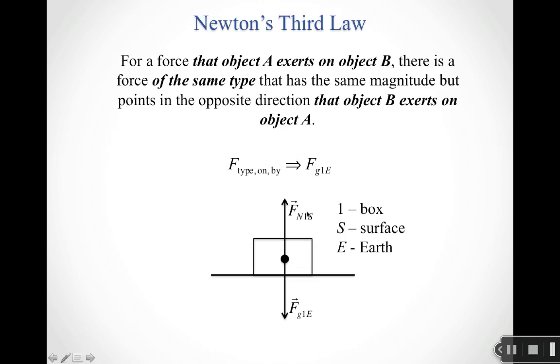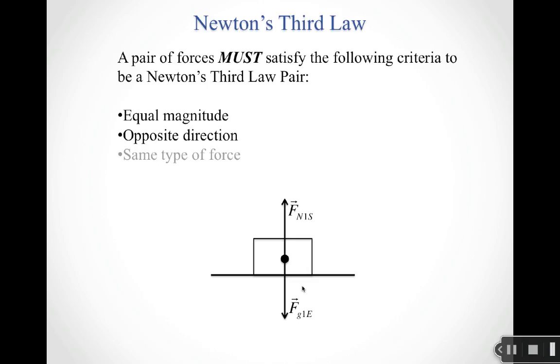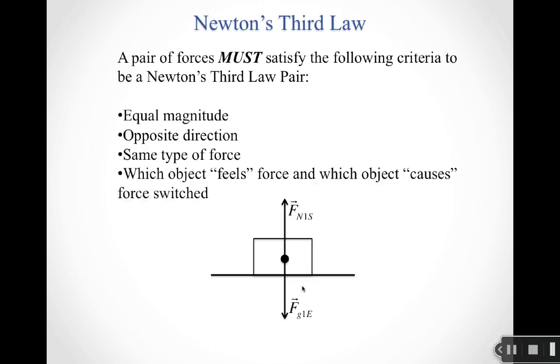The other thing is it gives us a good sense of where to go look. In what free body diagram do I need to look to find the Newton's third law pair to each of these two forces? If I've got two forces that I want to think of as a third law pair, they have to satisfy the following criteria. Equal magnitude, opposite direction: for every action there's an equal and opposite reaction. Those are the two that we always get. But the two that we often miss are that it has to be the same type of force, and I've got to switch which object feels the force and which object causes the force. In my notation, I need to switch the force on and the force by. The force on is which object feels the force. The force by is which object is causing the force.